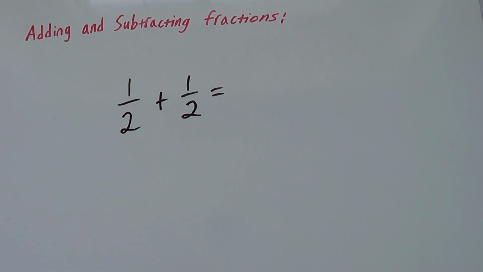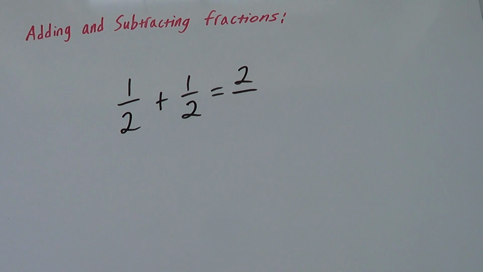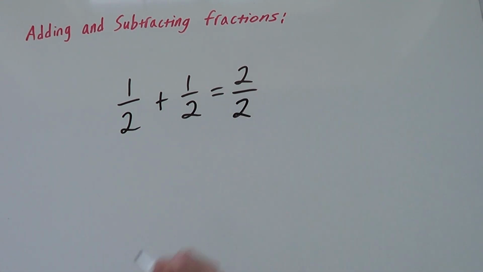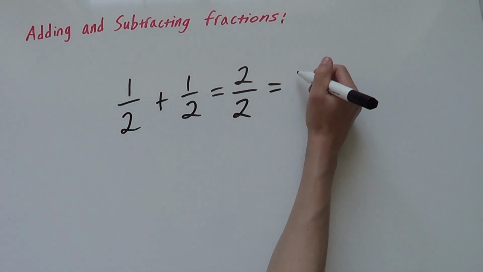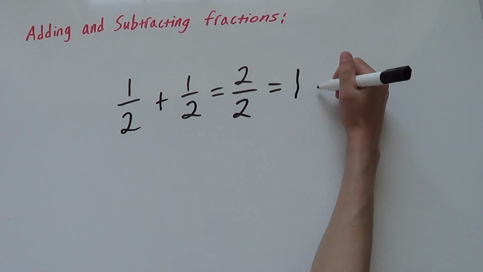So, we add the numerators. So we add 1 plus 1 to give us 2. And we keep the denominators the same. So, this stays at 2. Then we check if it can be simplified. 2 over 2 can be simplified to 1. Because 2 over 2 is 1 whole.